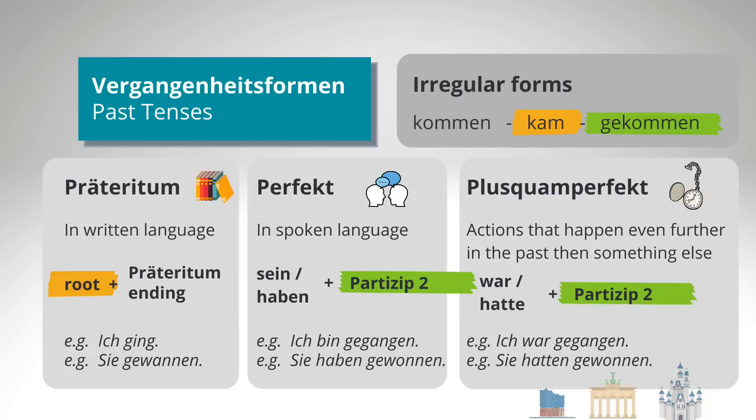The third form that we have is the Partizip 2, in this case gekommen. This is probably the easiest because it doesn't need to be conjugated. You just need to look it up in the table and then you have your Partizip 2. So let's repeat that one more time. If you have an irregular verb in the präteritum, you just need to look for the second form of the three forms of irregular verbs. And if you have an irregular verb in the perfect or plusquamperfect, you look for the third form, the Partizip 2. Everything else stays the same.